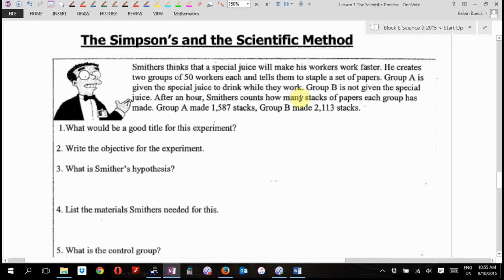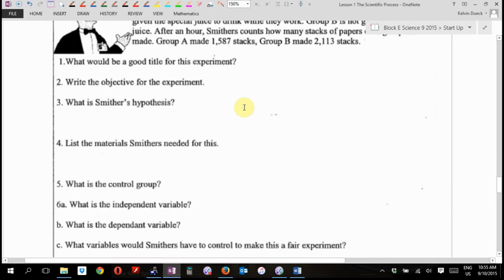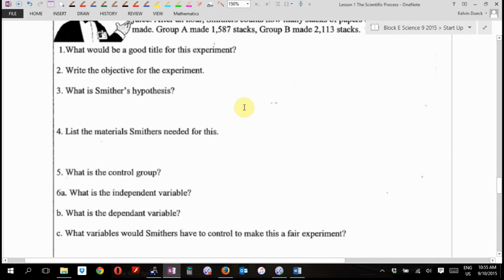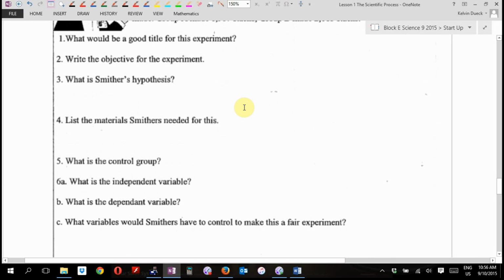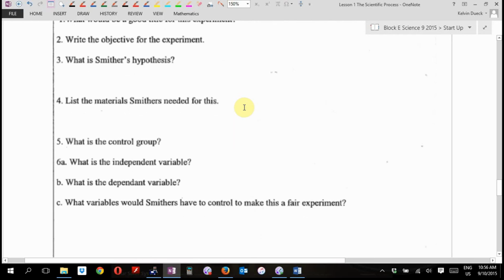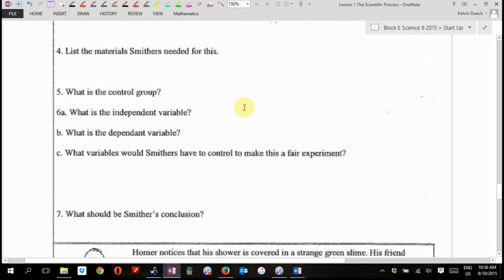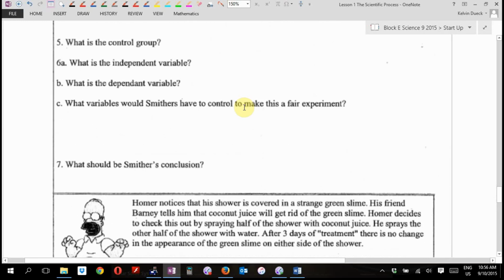Group B is not given the special juice. After an hour, Smithers counts how many stacks of paper. So certainly it looks like this is quantitative because he's measuring. Number 1, what would be a good title for this experiment? What do you think the objective is? What's his hypothesis? Materials. I'm really more interested in what do you think the control group is? What do you think the independent variable is? What's the dependent variable? And what other variables might he have to control to make this a fair experiment?